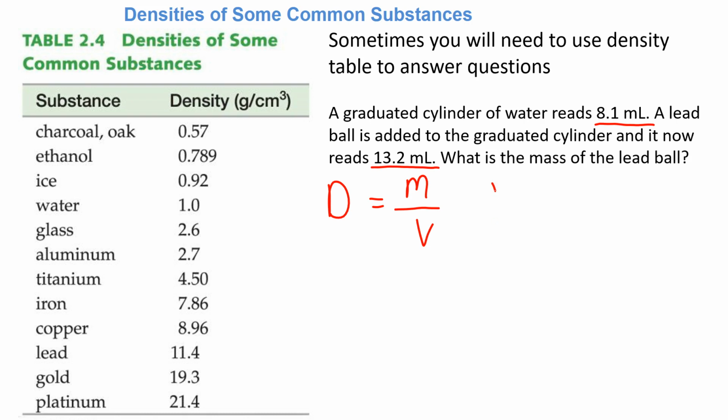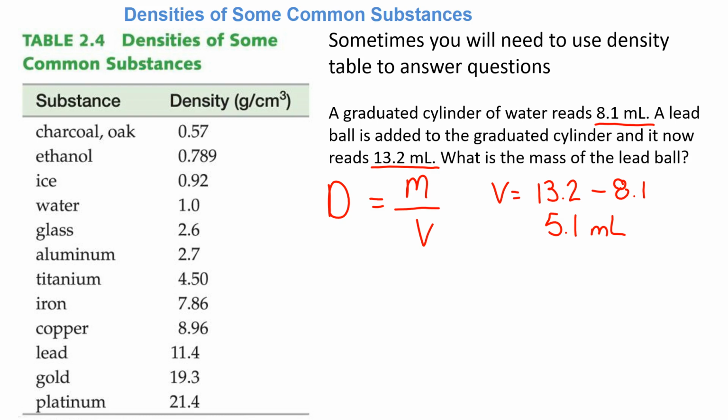Okay. So volume is going to equal the new volume, 13.2, minus 8.1. And so when we do that calculation, what should we come up with, and what's the correct way to write it? All right. So our volume should be one decimal place because both of them only have one decimal place. And so our volume is 5.1 milliliters.